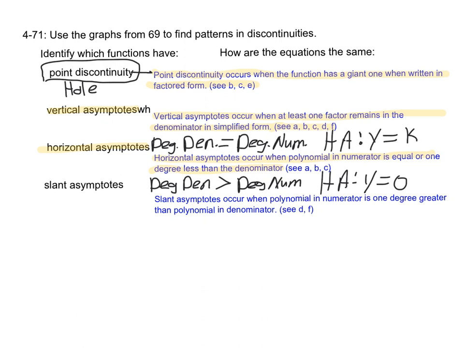Now, slant asymptotes occur when the polynomial in the numerator is 1 degree greater than the polynomial in the denominator. That occurred in problems D and F. And that's where you're going to want to use polynomial division to find that equation.